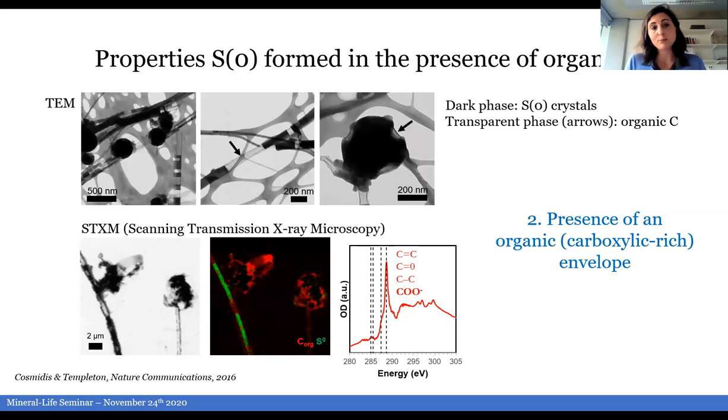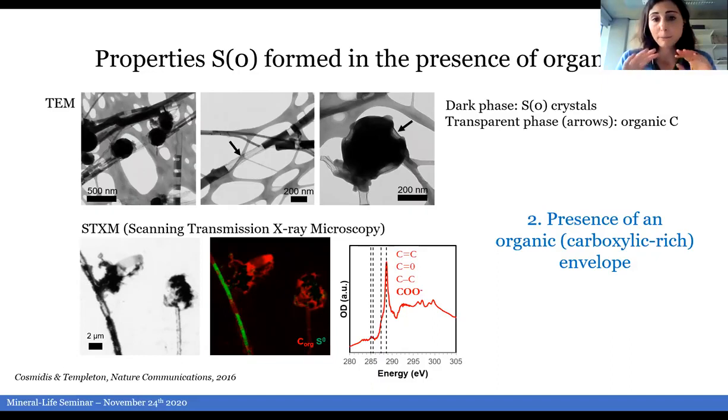Another interesting property of this sulfur is that it's closely associated with organics. So we can see that on transmission electron microscopy images here at the top. Here we took some sulfur filaments and spheres formed in the presence of organics, and we deposited them on a carbon coated TEM grid. So what you see in the background, that's like a spider web. This is not the sample, this is just the background on which the sample was deposited. And here we're looking at sulfur particles that are the dark phase on these images.